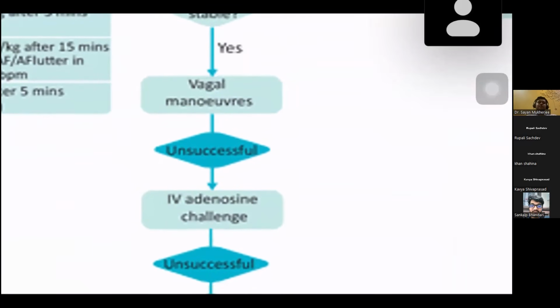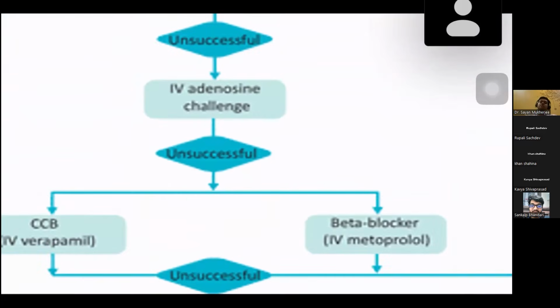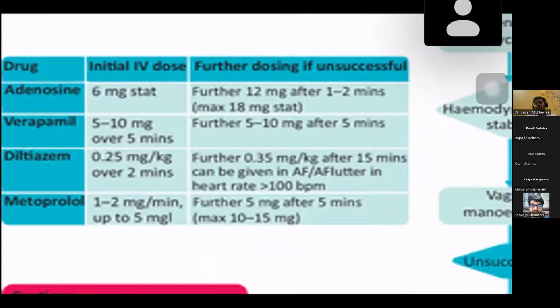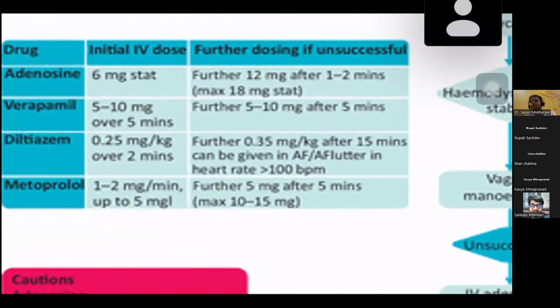Vagal maneuvers generally means we give a vagal massage over the carotid sinus. We generally press it with our thumb quite deeply. There are some other vagal maneuvers too. We try that as the first line. If the vagal maneuvers fail to restore the SVT to sinus rhythm, then we go for therapeutics. The first thing we use is IV adenosine. It comes in 6 milligram vials. Once your vagal maneuver has failed, you give IV adenosine 6 milligrams.